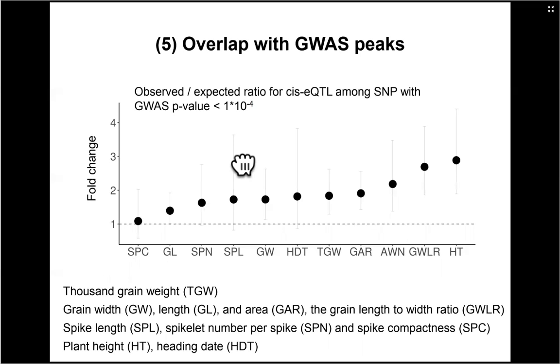We observed enrichment of cis eQTL in GWAS hits for most traits we phenotyped for our panel. This means that we can better identify gene candidates using eQTL data.